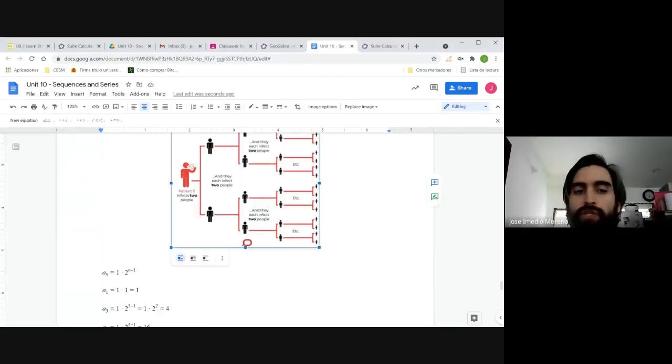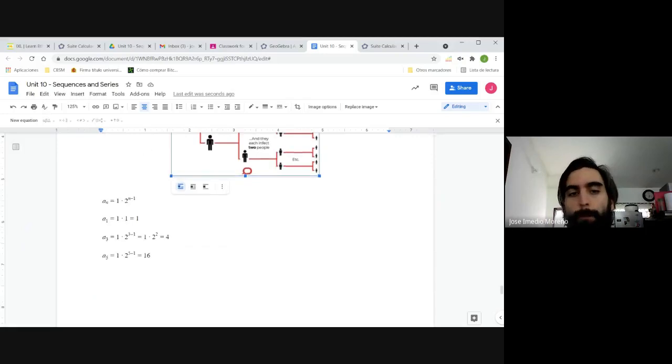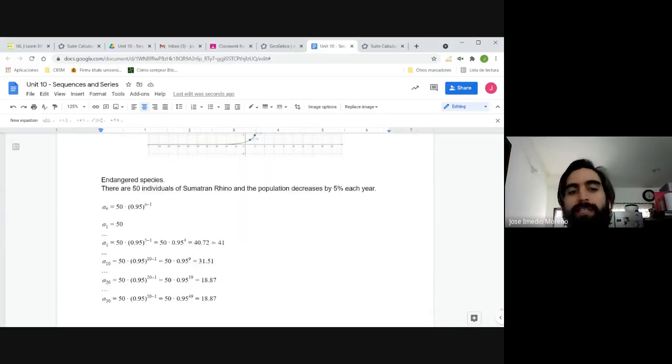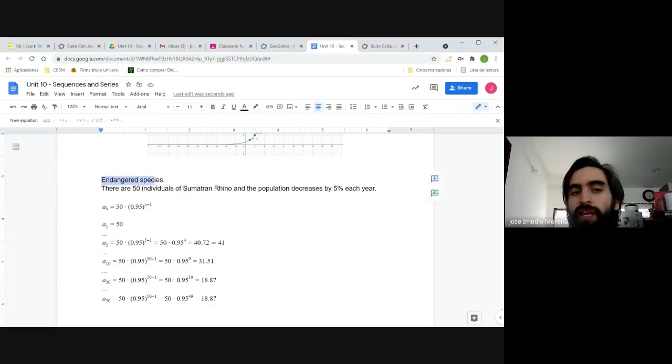Okay, so this is a situation of exponential growth, but I want you to see a situation of exponential decay. That's a typical case with endangered species. Especies en peligro de extinción. So if we say there are 50 individuals of Sumatran rhino and the population decreases by 5% each year.